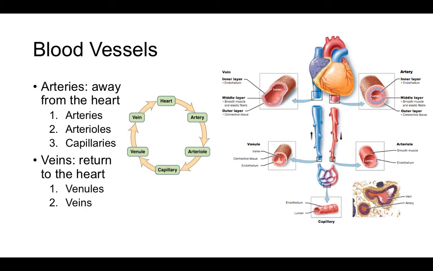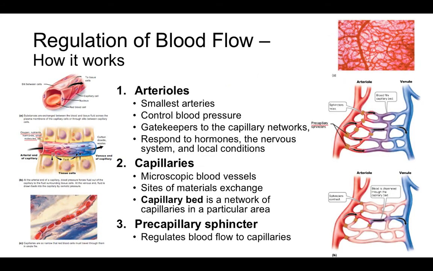Returning blood to the heart, we have the veins. From the capillaries, we go to the venules, which are almost the equivalent of the arterioles, except different, as we will see. And then we move to the larger veins, such as the inferior and superior vena cava, which enter directly into the heart.